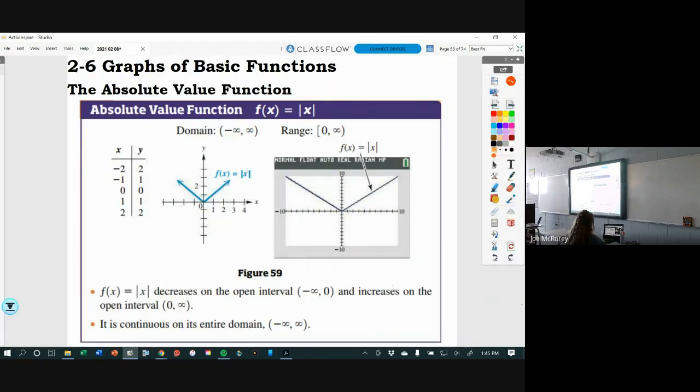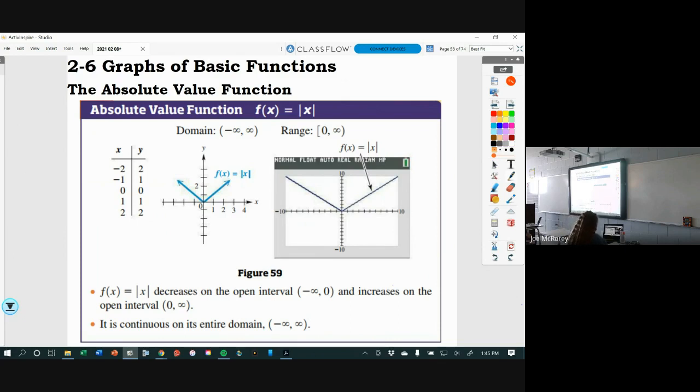Absolute value function has a lot of properties just like the squaring function. Domain is all real. Range is 0 and up. It's decreasing from negative infinity to 0 and increasing from 0 to infinity. Continuous on the entire domain.